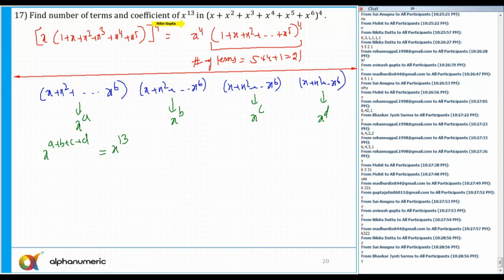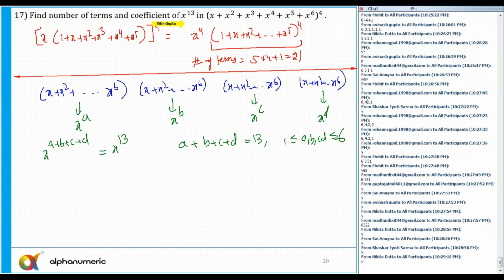So basically, we need that the value of a plus b plus c plus d is equal to 13. I need to solve this, and the restriction is that a, b, c, and d, all of them should lie in the range 1 to 6. Is that part clear to all of you?